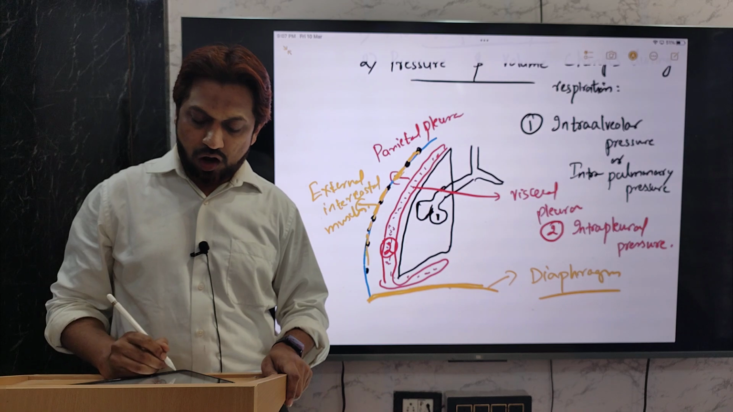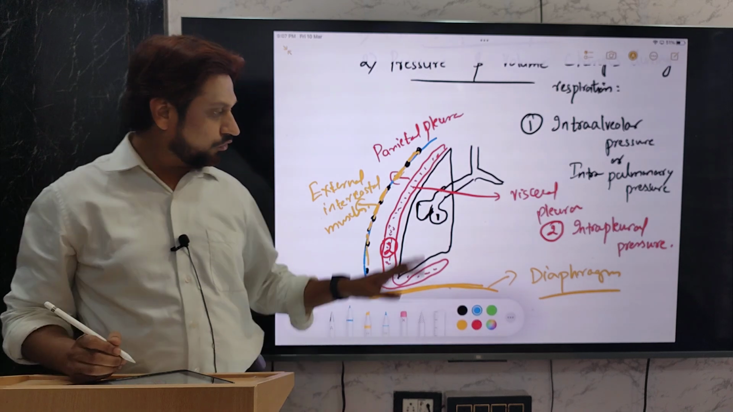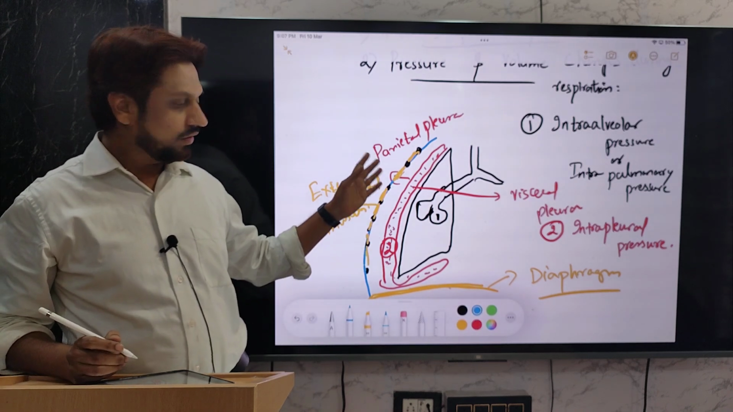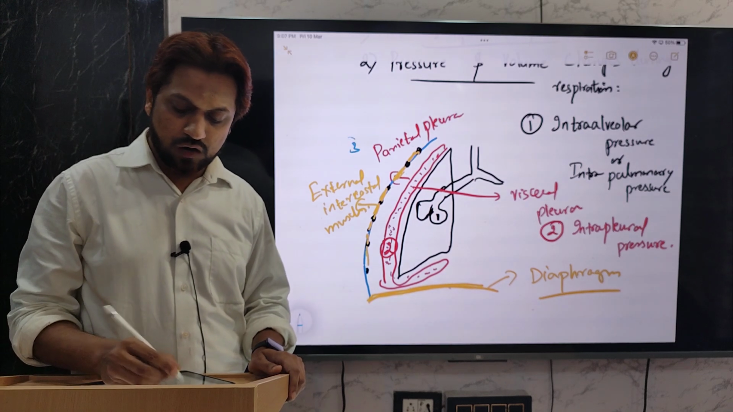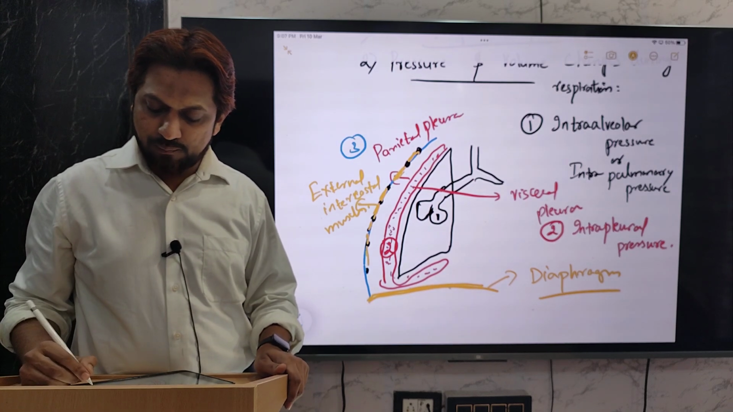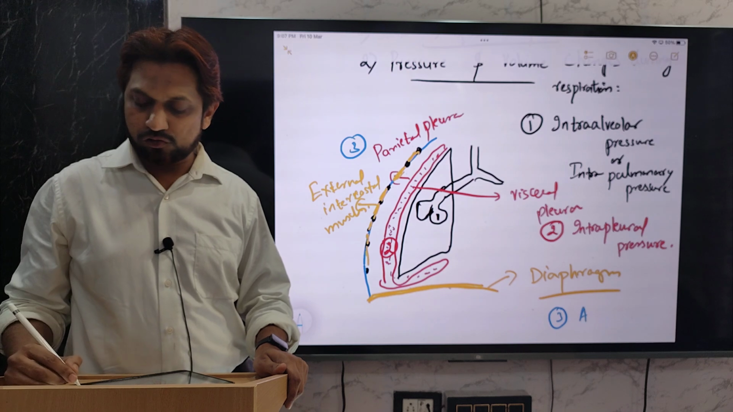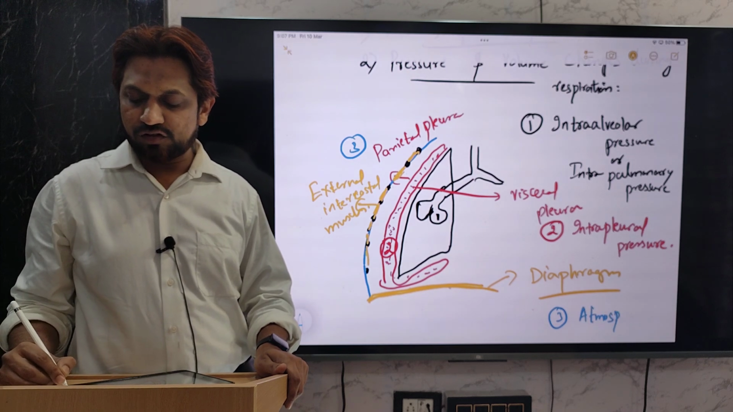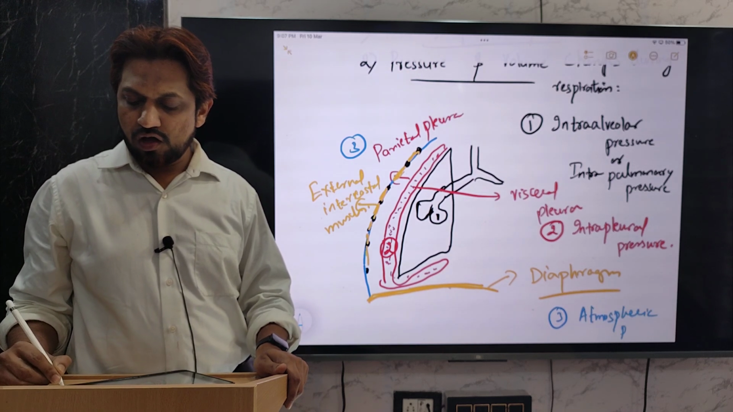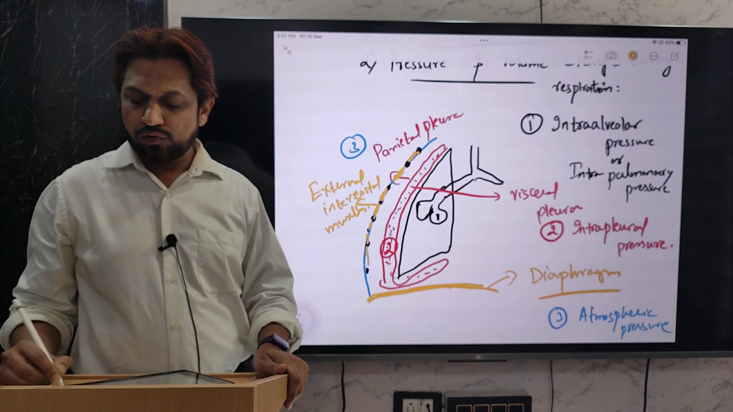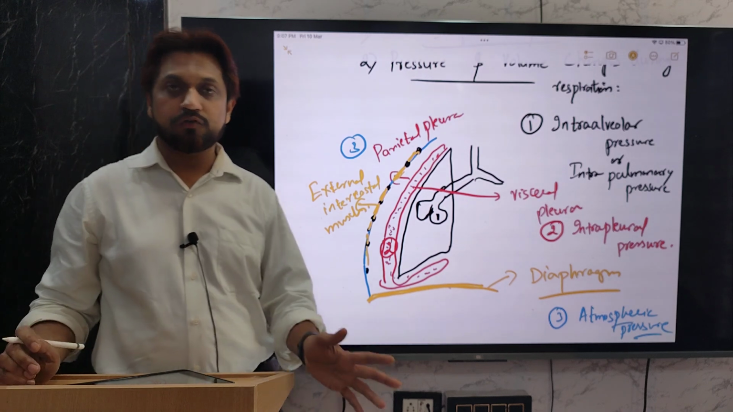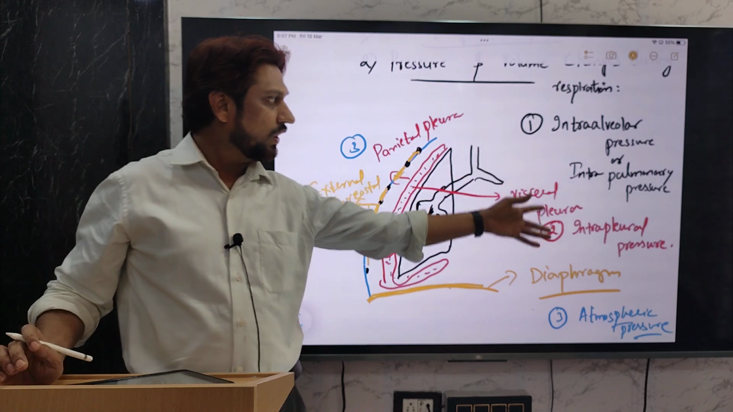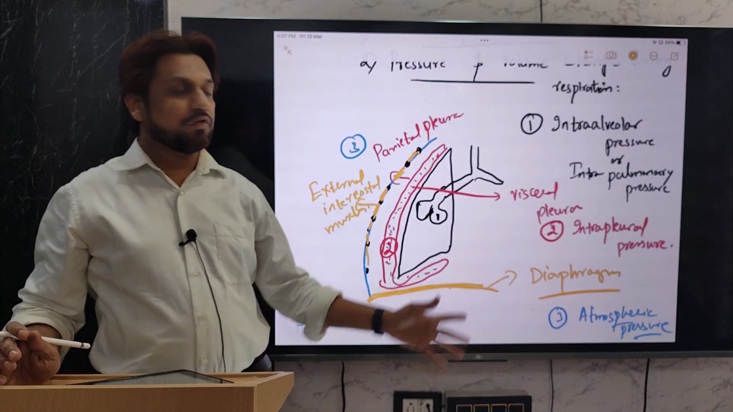Now outside, the atmosphere, is the third pressure. Outside there is atmospheric pressure, also known as barometric pressure. So how much is this normal atmospheric pressure? Now we'll pen down the normal values of these various pressures.